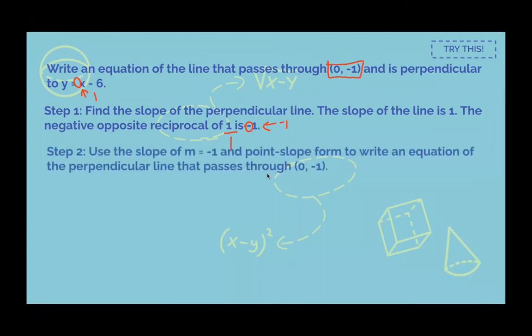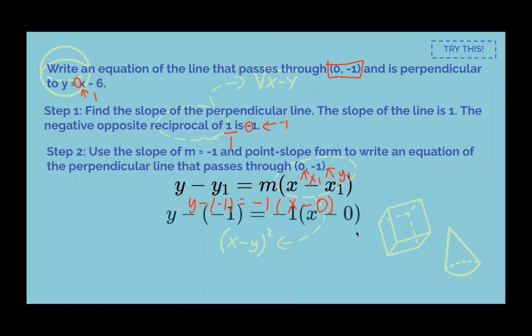Again, I'm going to use point slope form here. (0, -1) is going to be 0, which is our x1, and -1 is going to be our y1. So y minus y1, so y minus -1 will equal our slope -1 times x minus our x1, which is 0.